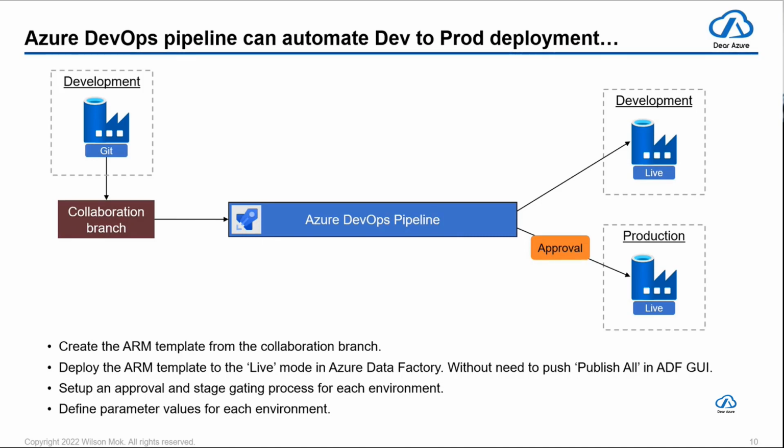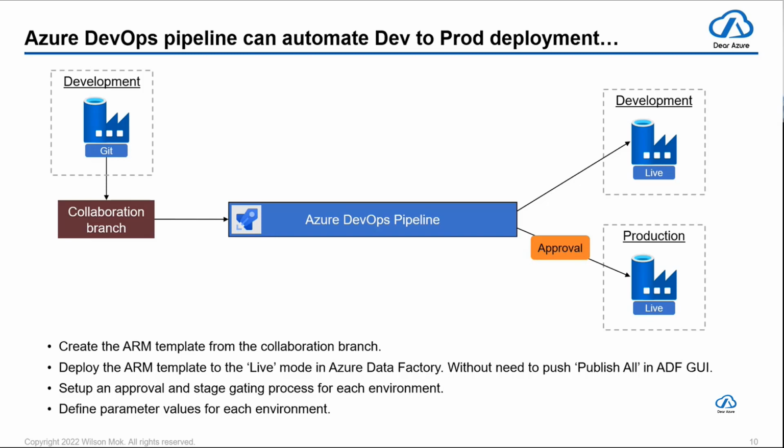So what the Azure DevOps pipeline can do for us is to take the code from the collaboration branch and generate the ARM templates for us, similar to what you saw on the screen when I clicked on the publish all button. And the second step you can do is also to deploy those ARM templates to the resources that you want to deploy to. So this could be either the live mode from the Azure Data Factory development, or it could be the production Azure Data Factory as well.